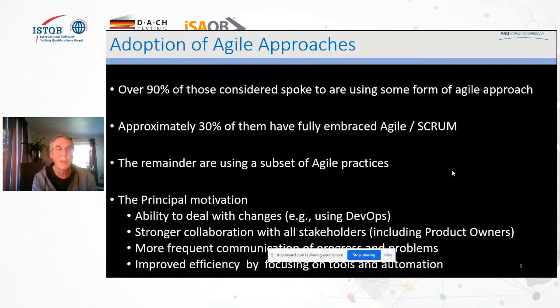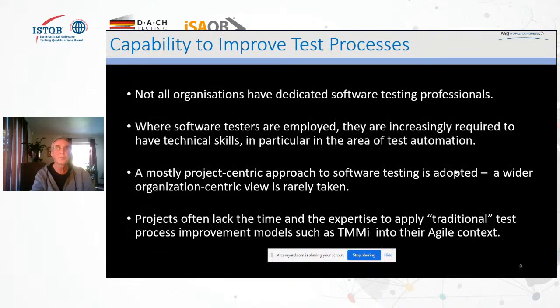Well, they said that they needed to do a lot of change work. So the ability to deal with changes was very significant for those people, and that's why they adopted agile. Stronger collaboration with all stakeholders, more frequent communication, improved efficiency by focusing on tools and automation. Those are the big points about agile that, if you like, confirm what many people have been saying about the adoption of agile. Now, the thing is, what about test process improvement in that kind of context?